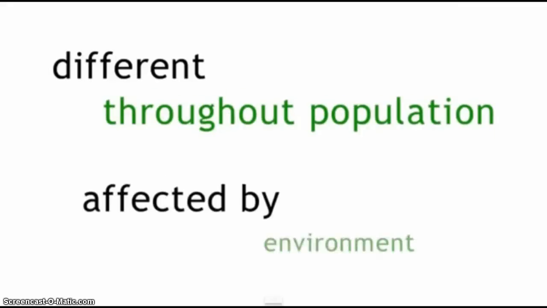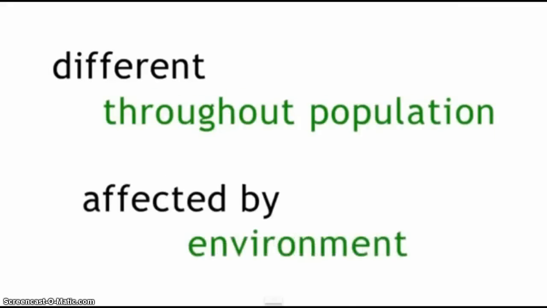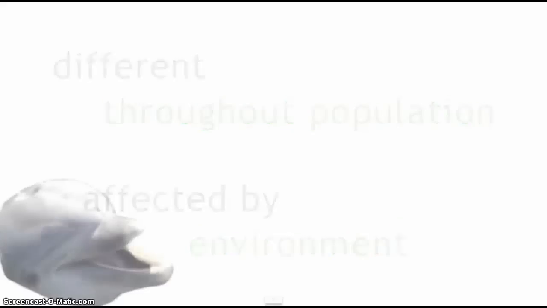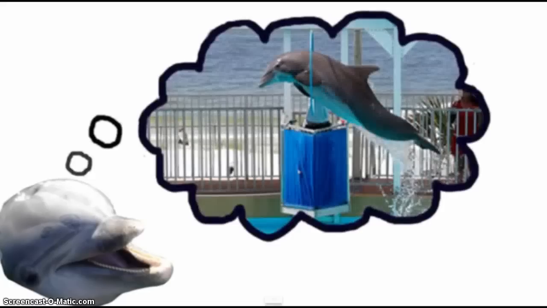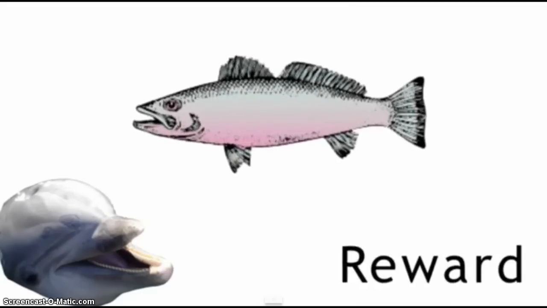Learned behavior is different throughout the population and is affected by the environment. For example, a dolphin can learn to perform and jump through a hoop. This behavior has been affected by the dolphin's environment. It has been taught by a trainer, and it knows that if it jumps through a hoop, it will receive a reward. A wild dolphin wouldn't necessarily know to jump through a hoop if presented with one.